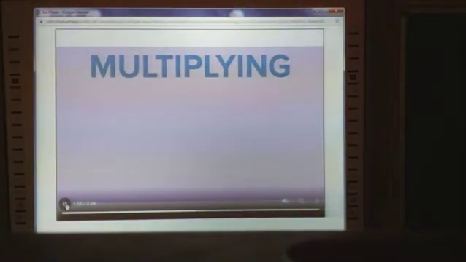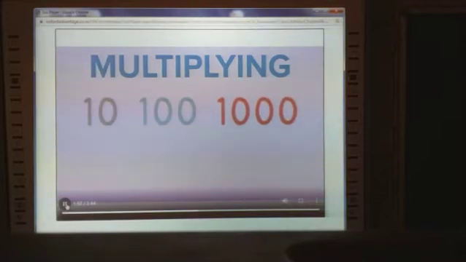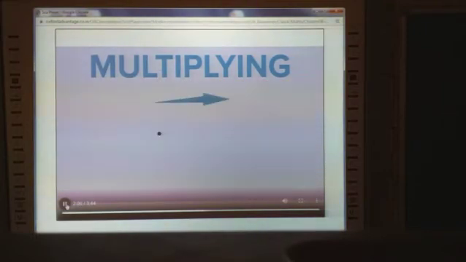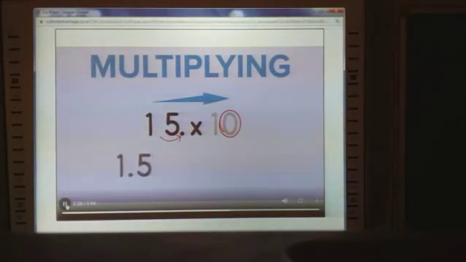When multiplying a decimal by 10, 100, or 1000, we move the decimal point to the right. We can see that by doing this, the number becomes bigger. Let's take the number 1.5. What is 1.5 multiplied by 10? Because we are multiplying 1.5 by 10, and 10 has 1 zero, we move the decimal point one place to the right. When we move the decimal point one place to the right, we get the answer 15. Therefore, 1.5 multiplied by 10 equals 15.